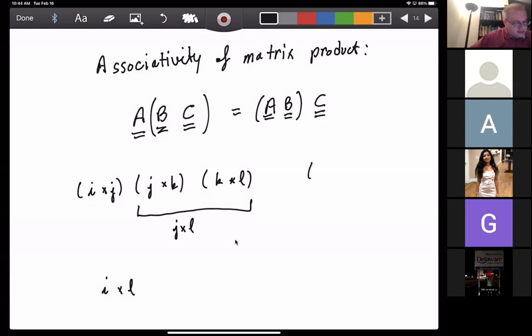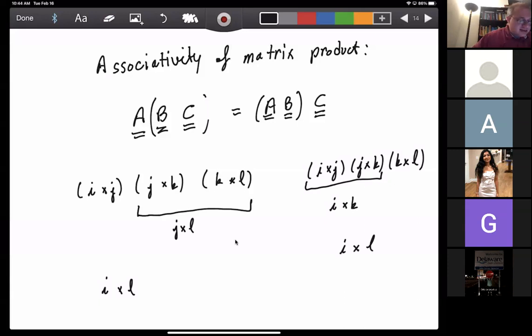If I group in the other way, if I group the first pair, the J's match, so those inner indices match, and that result is going to be I by K. Now the K's match, so that result is well defined. And notice my result is going to be I by L again.